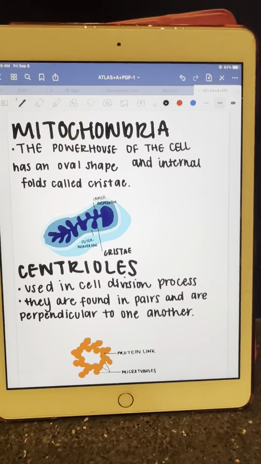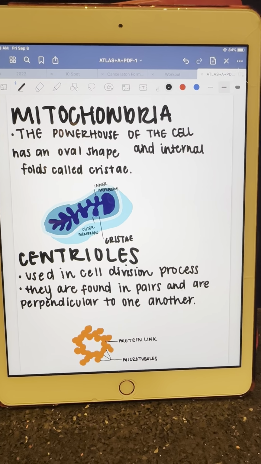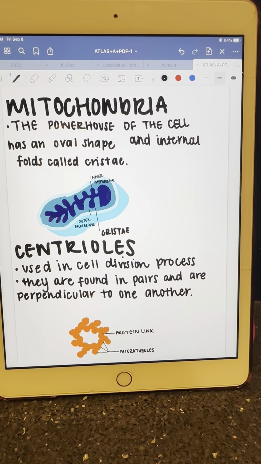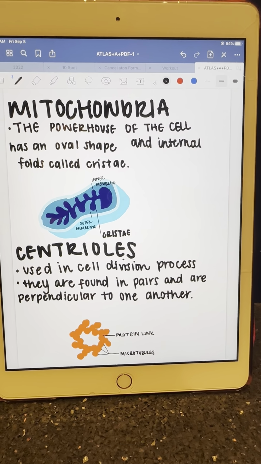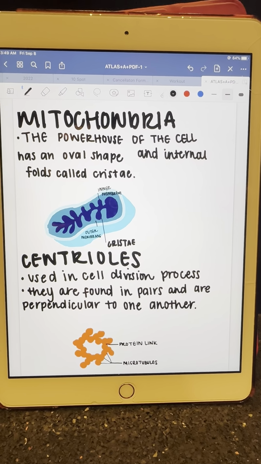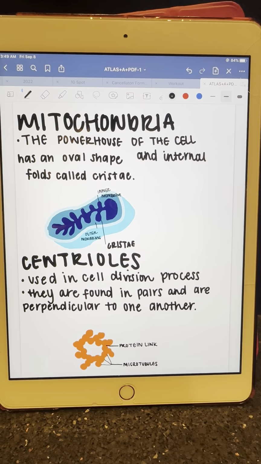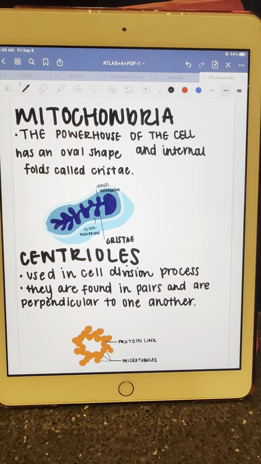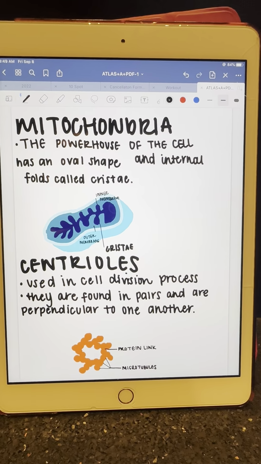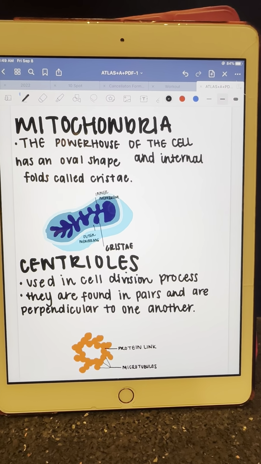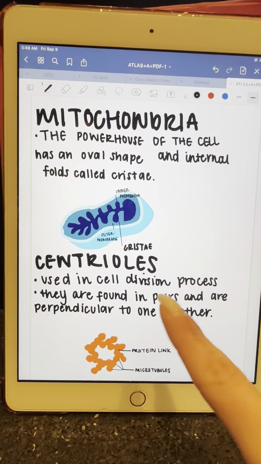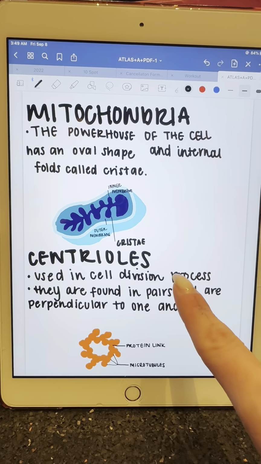And then another super important structure within the cells is the mitochondria, and this is often referred to as the powerhouse of the cell. It has an oval shape and internal folds, so this helps to synthesize ATP, which is then what's going to be used by the cell as energy to perform its functions. So most of the time it's getting energy from sugars, carbs, proteins, and breaking them down into ATP to be used by the cell. And then centrioles are another organelle.